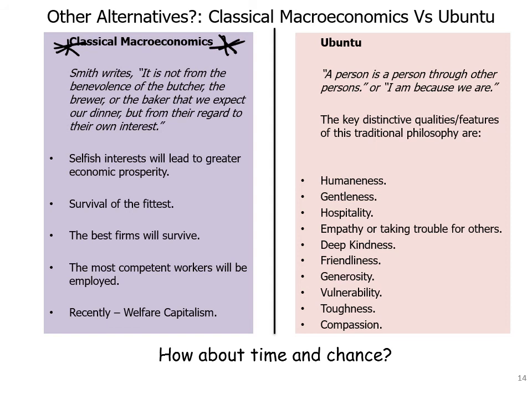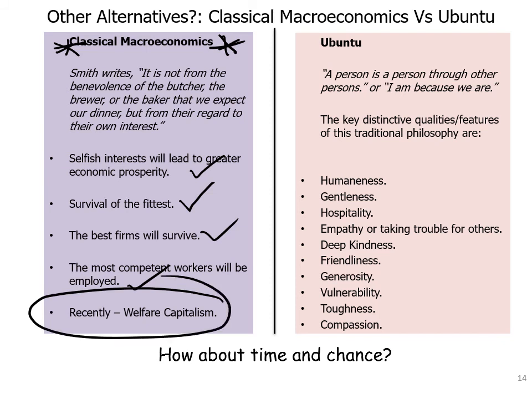Okay, so classical macroeconomics says this selfish interest will lead to greater economic prosperity. We'll have the survival of the fittest, firms will survive and all that, and the most competent workers will be employed. But recently, we're having this sort of hybrid of welfare capitalism where maybe we should have unemployment benefits for those who don't get jobs. Maybe we can bail out certain firms in certain instances, all right?